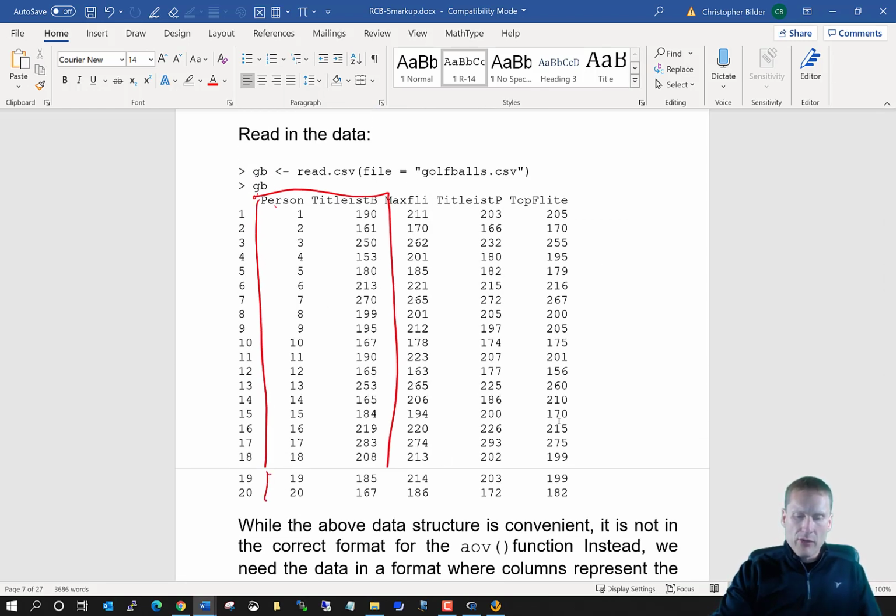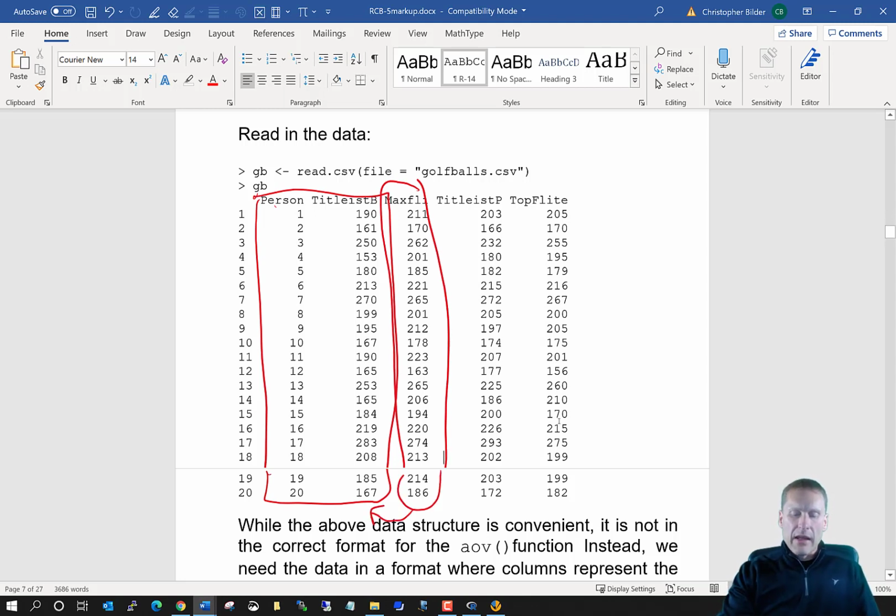And take that portion of my data. And then what I'm going to do, I'm going to take my Max Fly. I'm going to put it right below where Titleist B is, and then I'm going to repeat the numbering 1, 2, 3 down to 20 for the golfers. I'm going to do then the same thing for Titleist.